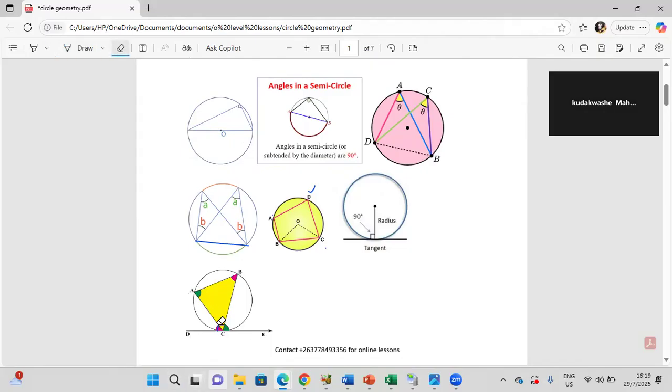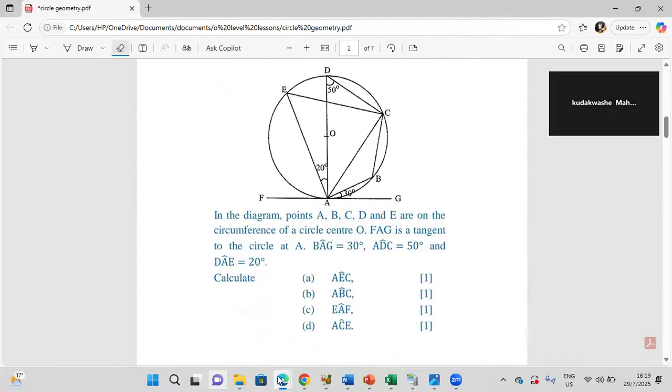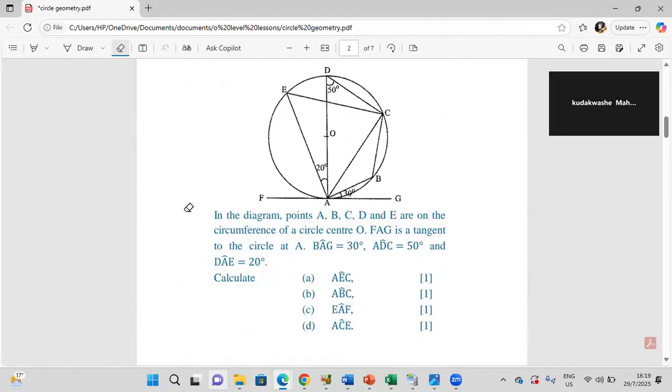Now let's go and apply that to the questions that I gave you as homework. Thank you to those that attempted. So now let's go and look at the first question. Let's look at the first question which I gave you.